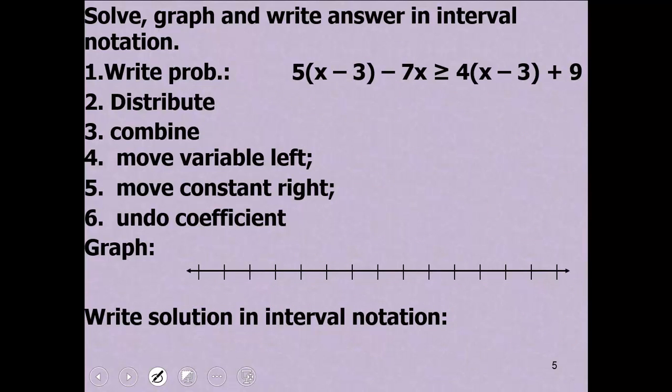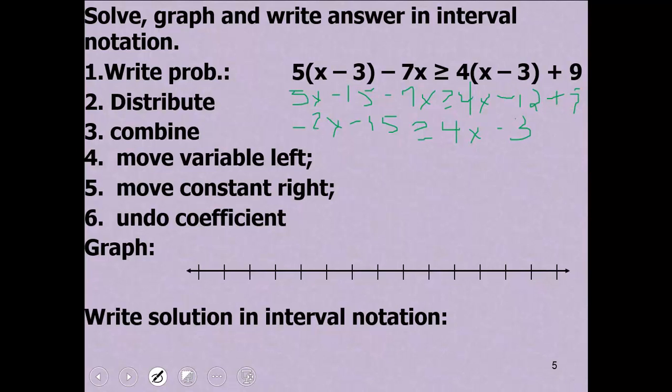All right, next problem, we need to distribute. So I get 5x minus 15 minus 7x is greater than or equal to 4x minus 12 plus 9. Several things to combine. 5x and a negative 7x, that is negative 2x, minus 15 is greater than or equal to 4x, and then I have the negative 12 and the 9, minus 3.